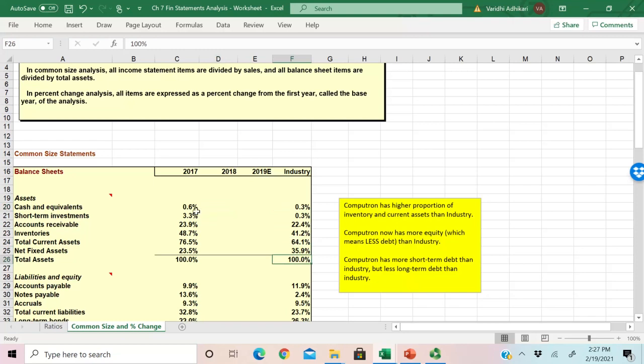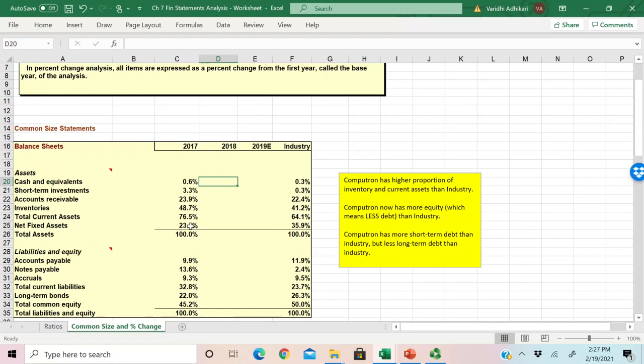In the process, I want you to pay attention to a few things related to Excel tricks. For a common sizing statement, the balance sheet is straightforward. Divide everything by that year's total assets, including total assets. So in 2018, the actual income statement and balance sheet are in a different sheet, but that's okay, it will work out just fine.